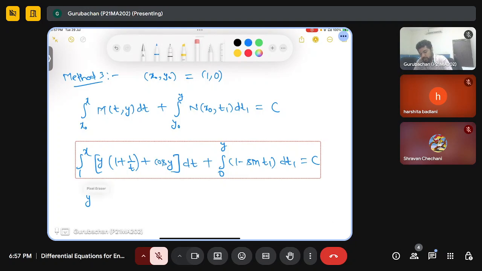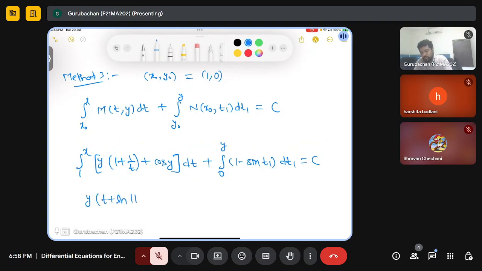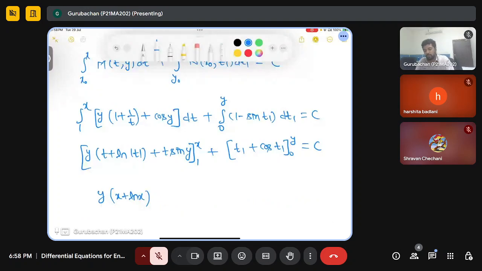y into t plus ln mod t plus t sin y, from 1 to x. Now this will give you t·1 plus cos t·1, from 0 to y, is equal to some constant: y x plus ln x. Again, I told you since the domain is positive, you can remove the mod. And x, you didn't tell me this is cos, so this is cos y.